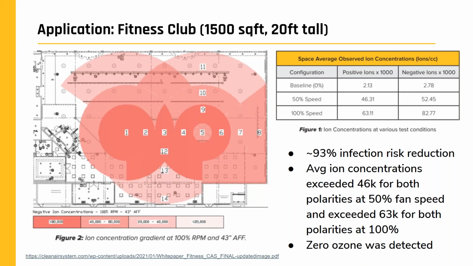Second application was ionization again. This was a fitness club. Their corporate colors are purple and yellow. You probably see them all over Big Ass Fans website. It was a 20-foot tall space. We achieved 93% infection risk reduction. At 50%, 52,000 ions, and at 100%, 82,000 negative ions per cubic centimeter.